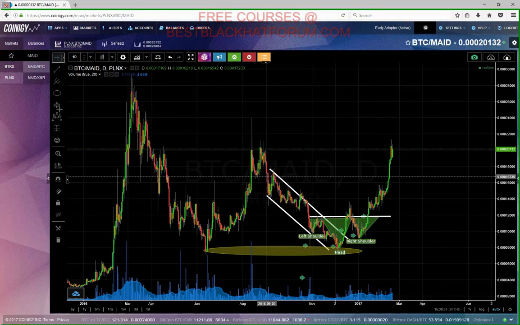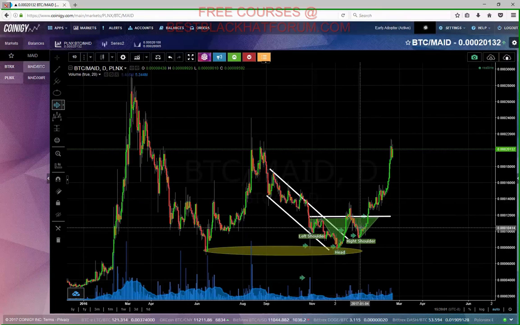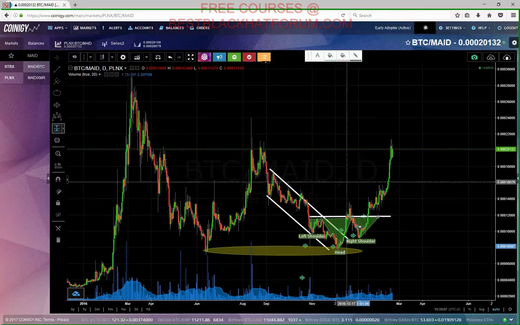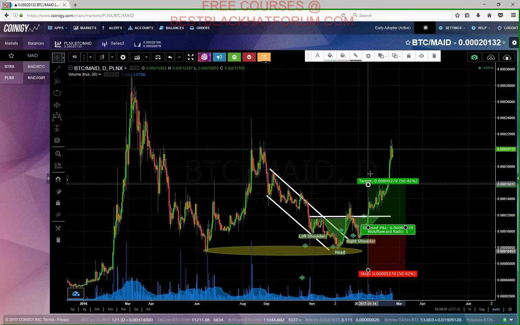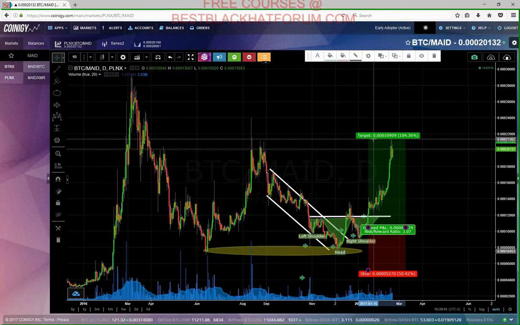I only had one entry, so I did buy this dip right here at around 10.05, and the price went up quite nicely. So this has been a trending market, right? It's gone up 100% since my entry point.